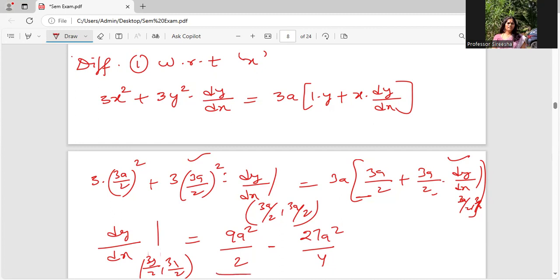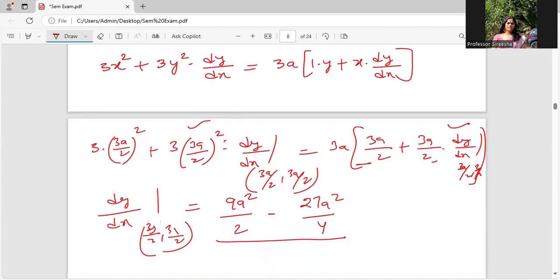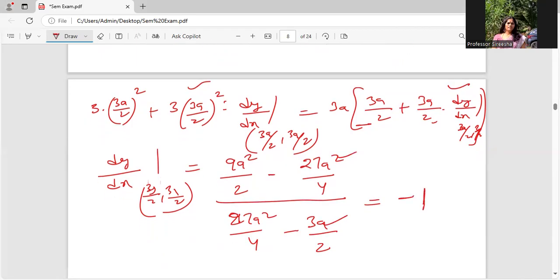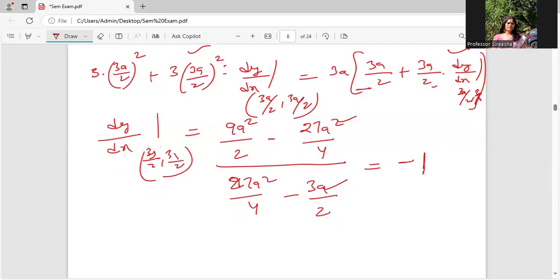Finally, I'll be getting something like 27a square by 4 minus 3a by 2 is what I will have. So by simplifying this term, the numerator and denominator are same, guys. The only thing is there's a minus sign that has to be taken common. So this value would turn out to be minus 1. Done. This is my y1. It's very simple. Just observe it once again.